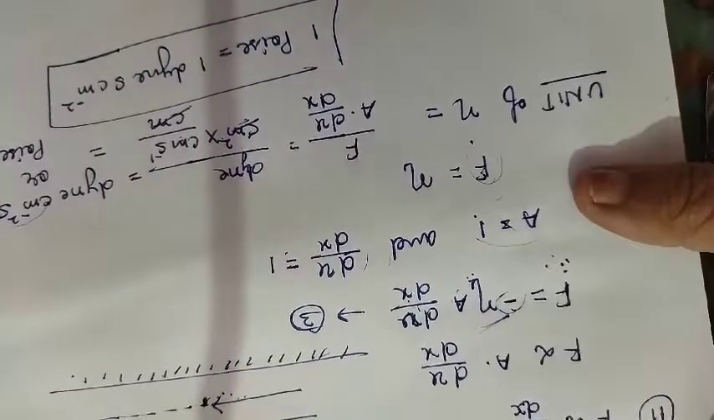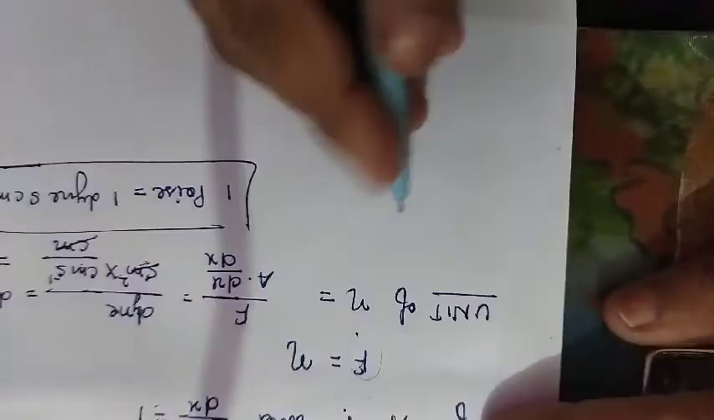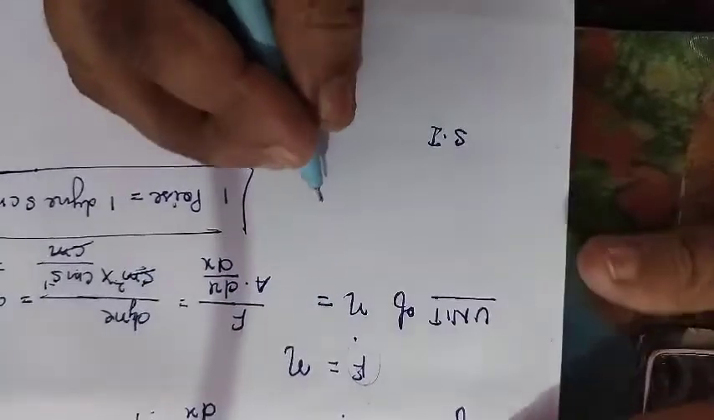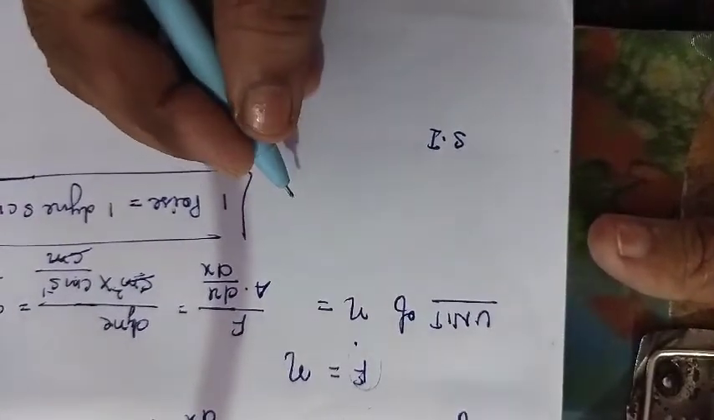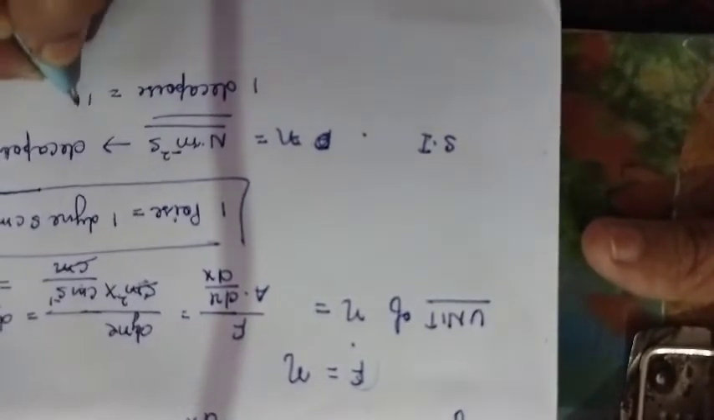And in the same way, in the SI system, the unit of the coefficient of viscosity is Newton, here instead of dyne, Newton per meter into second, and Newton second per meter square is called decapoise. So 1 decapoise is equal to 1 Newton second per meter square.